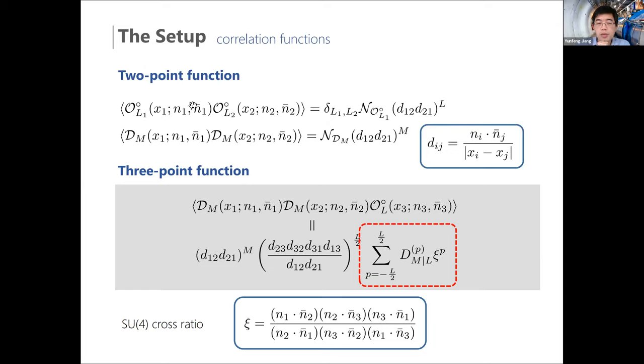As we see, all these operators depend on some polarizations, n_i and n_i bar. And from these n_i's, you can construct an SU(4) invariant cross ratio. So this is similar to the situation in N=4. If you compute three-point functions of spinning operators, then you have to sum over these tensor structures. But in ABJM it is more complicated because even for the scalar operators, you have a sum over these tensor structures given by this cross ratio. So in principle, if you want to compute a length L correlation function like this, then you will need to compute L plus one numbers.